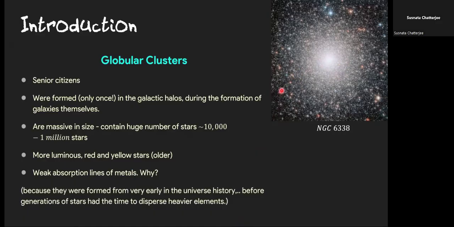So why is it so? As they were formed very early in the universe's history, they were formed from the remnants of stars which didn't have enough time to synthesize heavier elements. So they are metal poor.